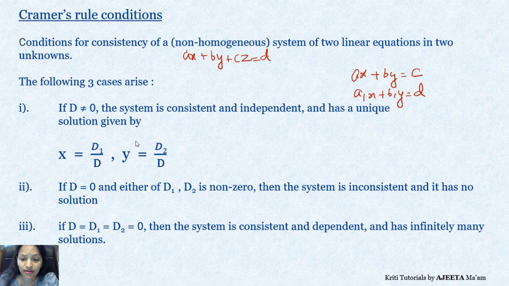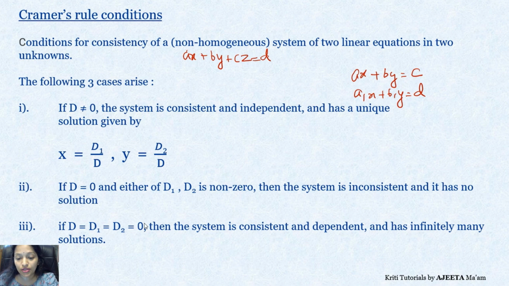Now let's understand the conditions first. The first thing that we have to check: all three conditions are based on the value of D, that is the determinant formed by the coefficients of x and y. So if D is non-zero, of course it has a unique solution. If D is 0 and either of D1 and D2 is non-zero, then the system is inconsistent, it has no solution. So this is important for MCQs also. Please mark it down. This is important for MCQs also. Sometimes they give you such conditions, so that without solving you can check whether it's inconsistent or consistent.